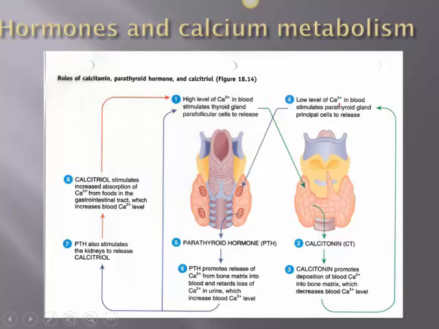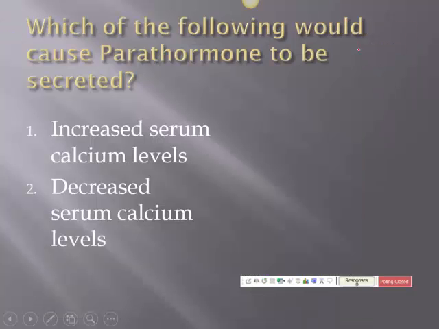So you can see both of them are acting together with antagonistic actions. So at all times your calcium levels are kept normal. So let's review this. Which of the following would cause parathormone to be secreted?